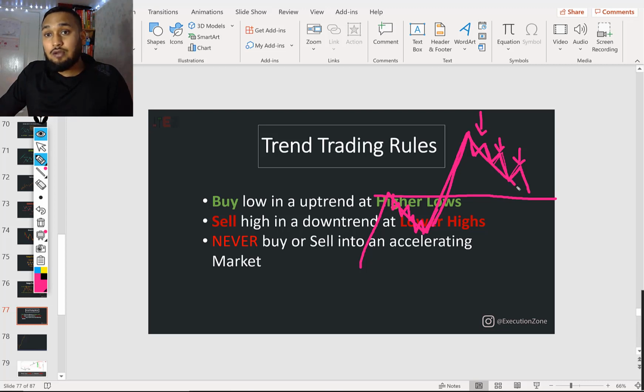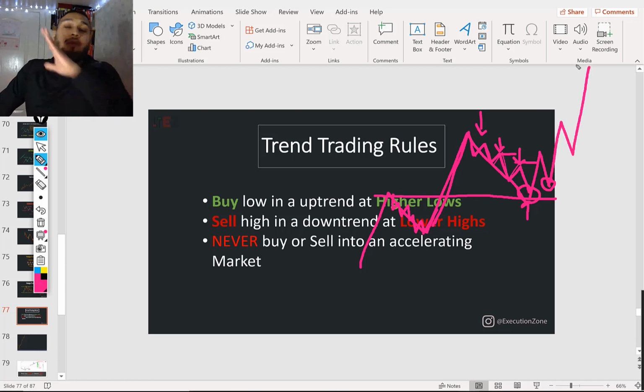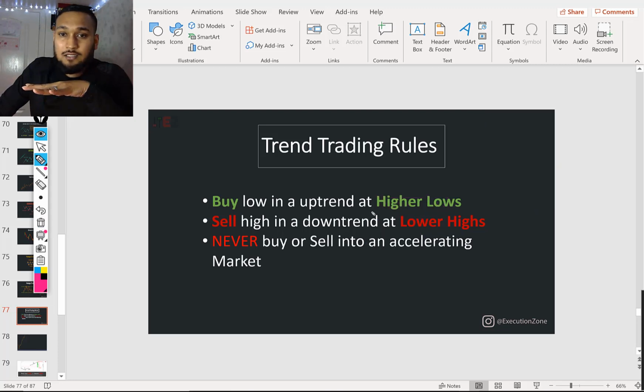That's the exception: we've been trending down, and now you want to buy as low as you can in the lower low territory. Or you wait for the up move where prices have been breached and peaks have been broken, then wait for the retracement, and you're in on that uptrend. Write this down: buy as low as you possibly can in an uptrend at higher lows.